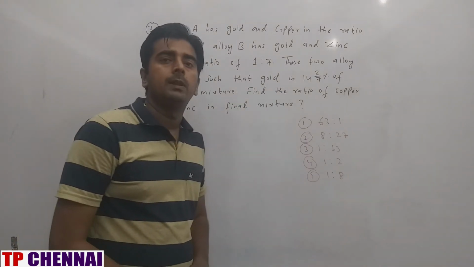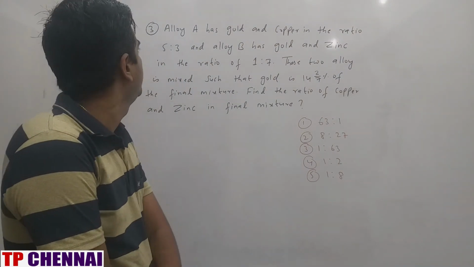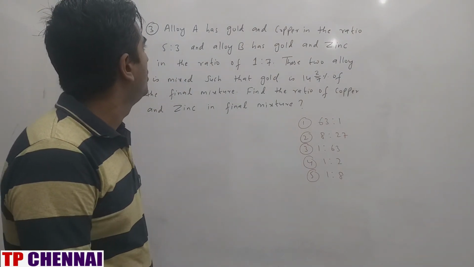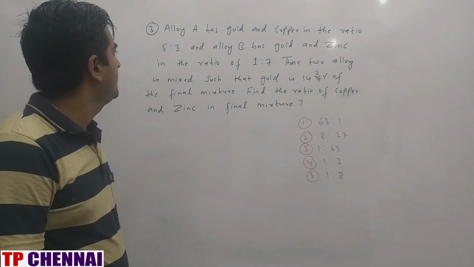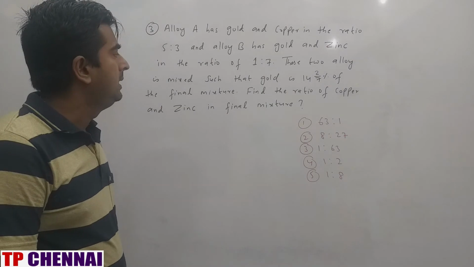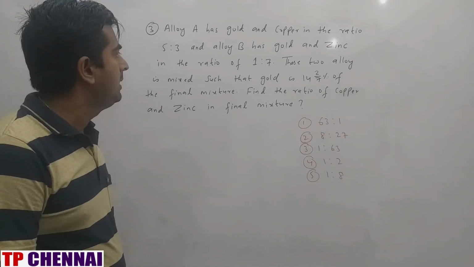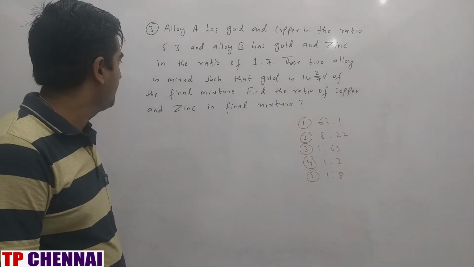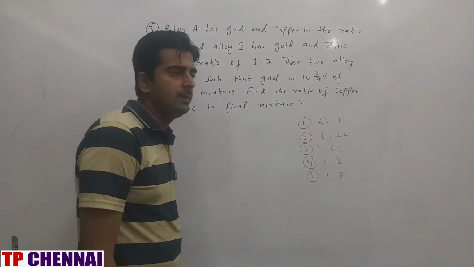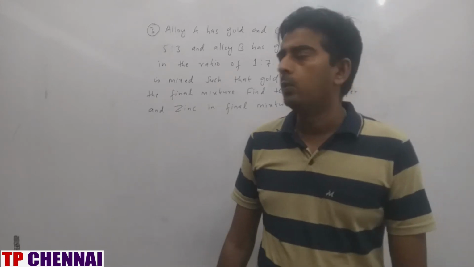So I hope you are clear with the first two arithmetic questions. Now we will see the third one. Alloy A has gold and copper in the ratio 5:3 and alloy B has gold and zinc in the ratio 1:7. These two alloys are mixed such that gold is 14.2/7% of the final mixture. Then find the ratio of copper and zinc in the final mixture. Very important question of ratio, right?